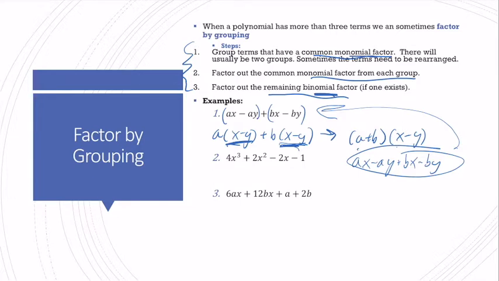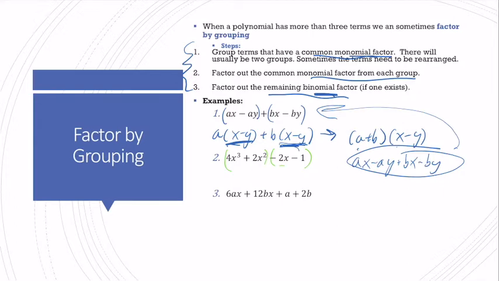I'm going to switch colors. So I have 4x cubed plus 2x squared minus 2x minus 1. I'm going to go ahead and put some grouping symbols. Now there's a negative here, and I'm going to take that with me. Remember, when we have a leading coefficient that's negative, we want to pull it out. So we're going to pull out a negative greatest common factor here.